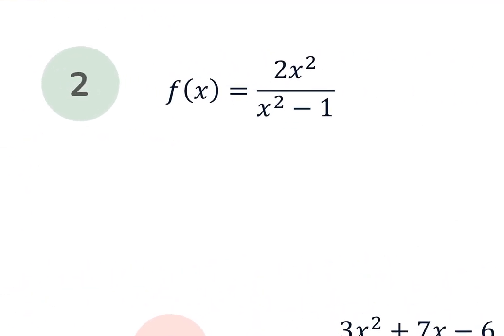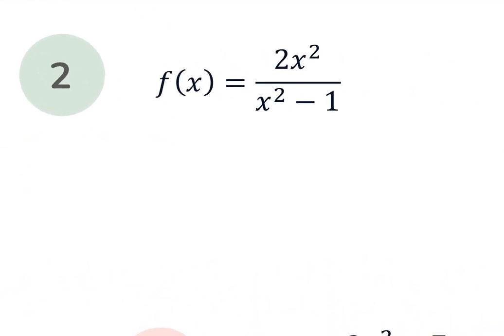All right, go to 2. Can I factor the numerator or the denominator? Yes. The denominator this time is the difference of 2 squares. So this becomes x plus 1 and x minus 1. So this is gone. Can I simplify by crossing anything out? No. So there are still no holes.